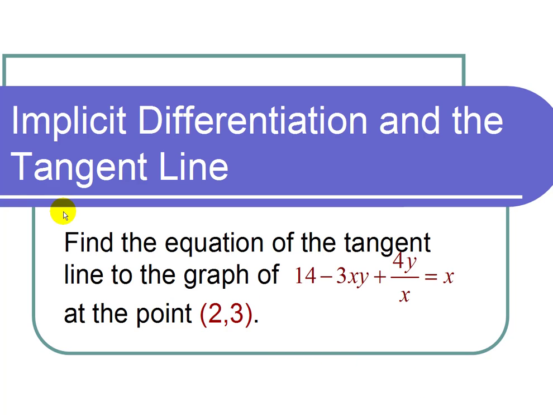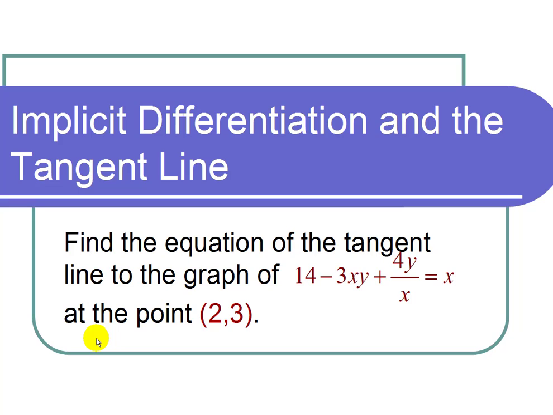This is a video on using implicit differentiation to find the equation of a tangent line. The question states, find the equation of the tangent line to the graph of 14 minus 3xy plus 4y over x equals x at the point (2, 3).